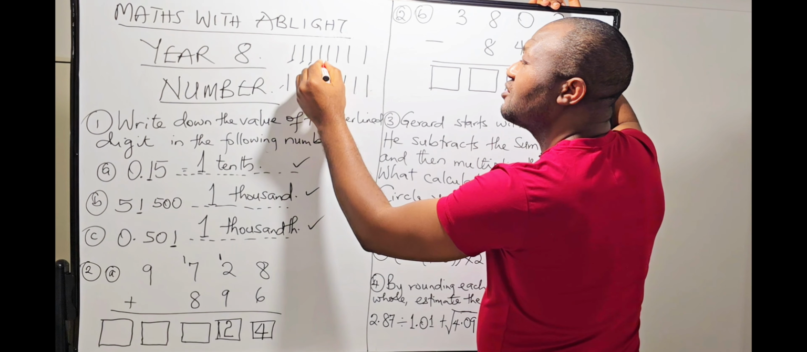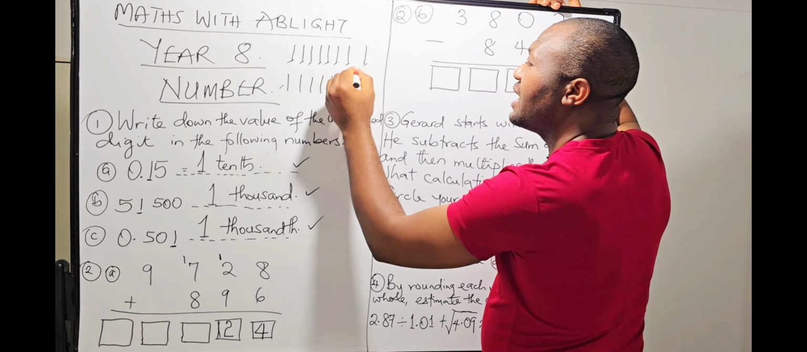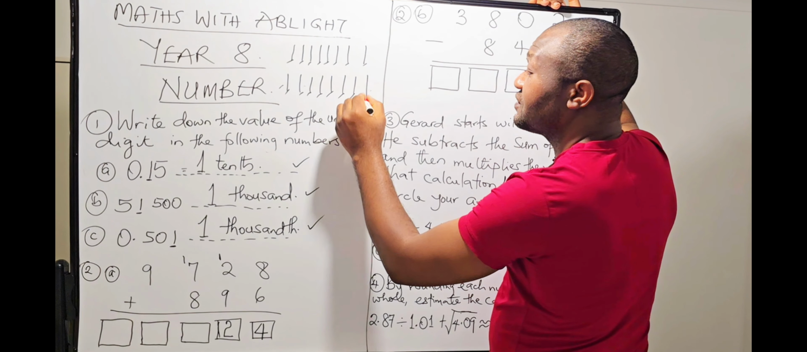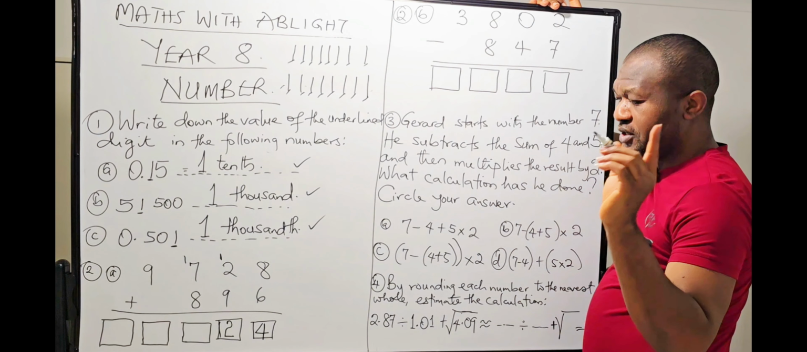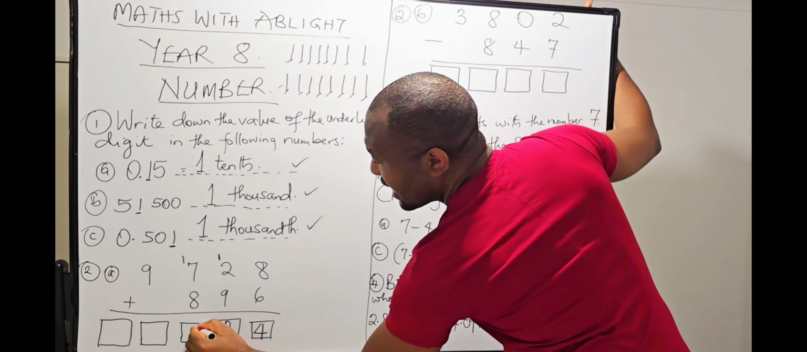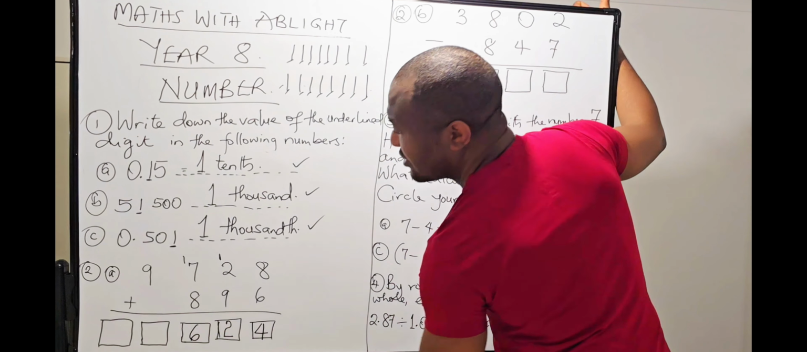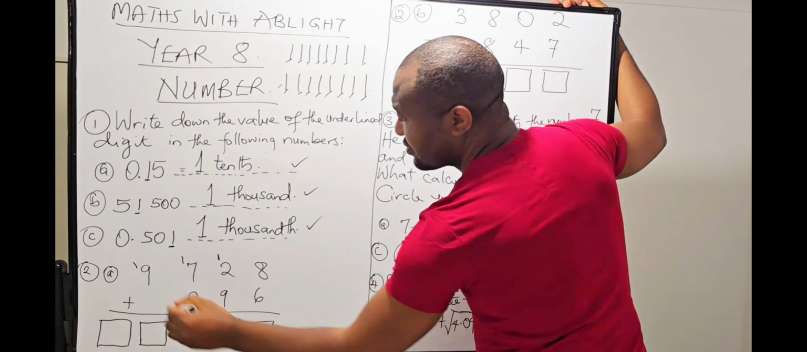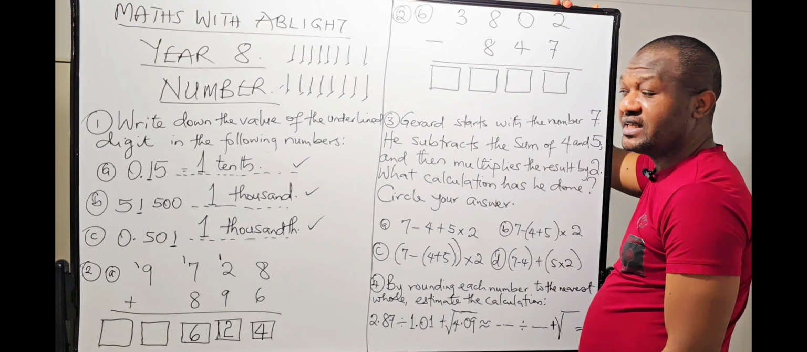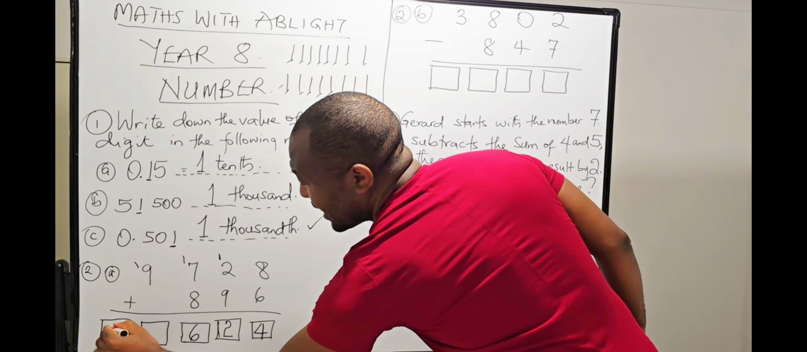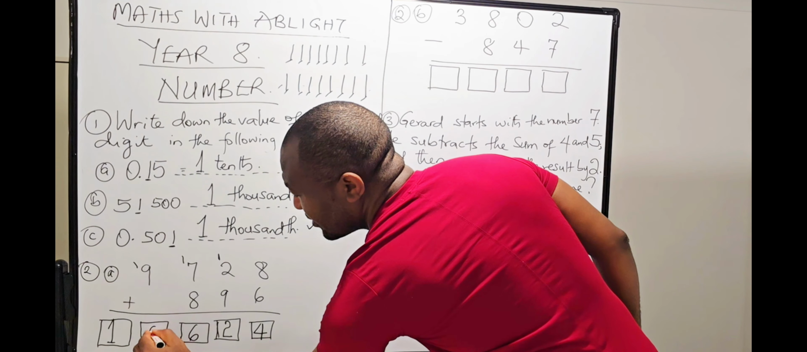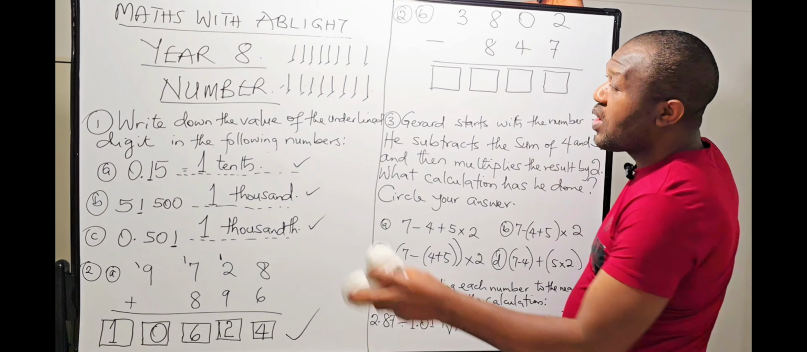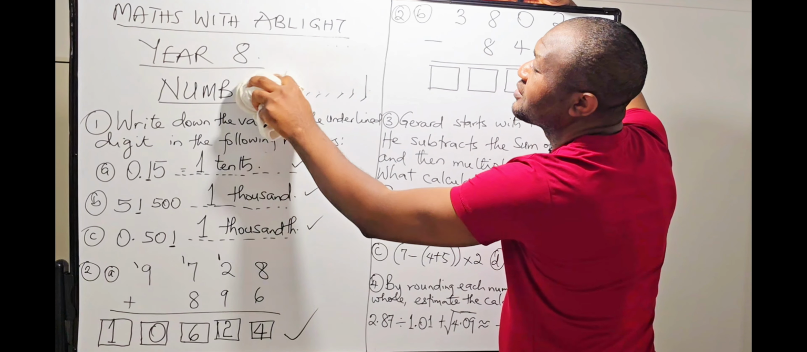1, 2, 3, 4, 5, 6, 7, 8, 9, 10, 11, 12, 13, 14, 15, 16. You put down 6 and then you carry what? 1. Take that 1, add it to this side. 1 plus 9 is 10. So you write down 10. And this is your answer anywhere in the world.